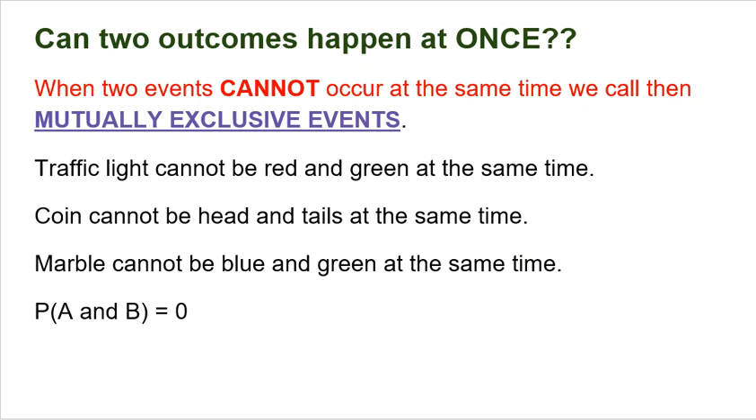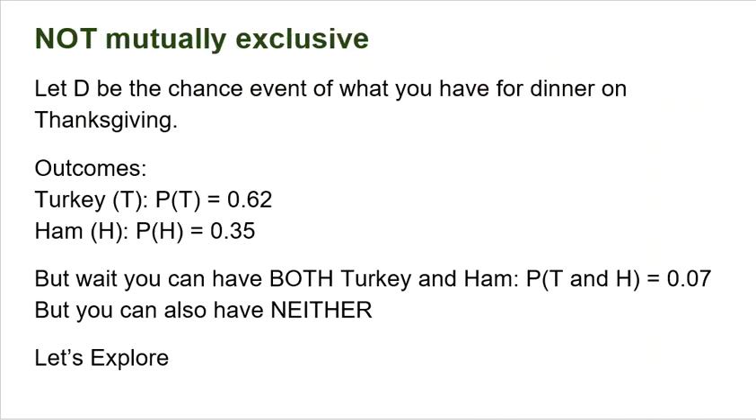So generically, what we say here is that the probability of A and B is zero, meaning it can't happen. You cannot get A and B to happen at the same time. Those are mutually exclusive events. Two events that cannot happen in the same trial. The same trial. Hopefully that makes sense. All right, so not mutually exclusive would be, well, the opposite. Not mutually exclusive means that they can happen at the same time.